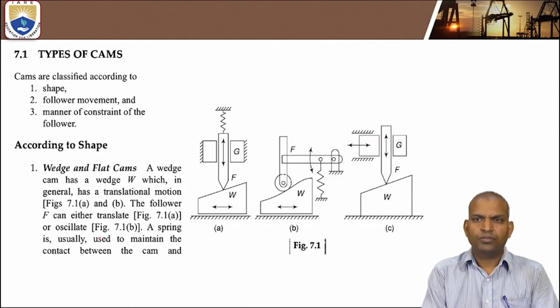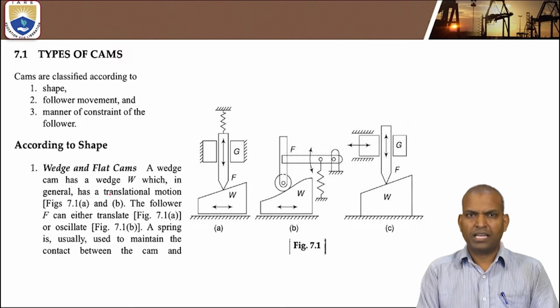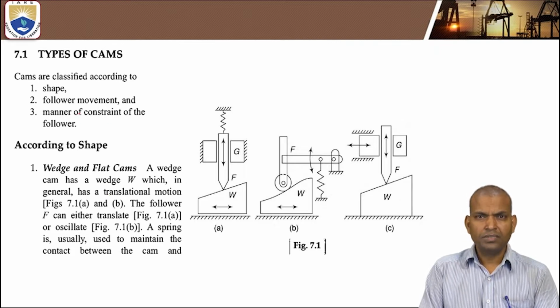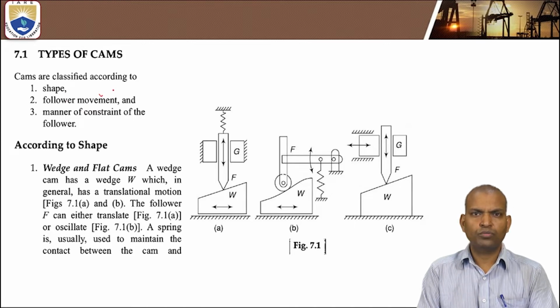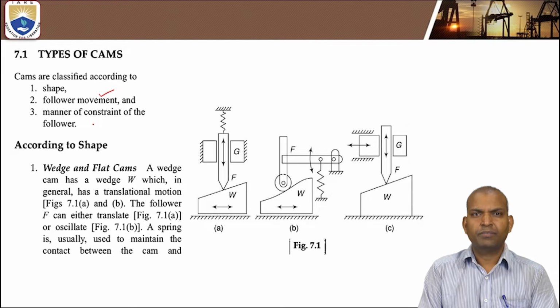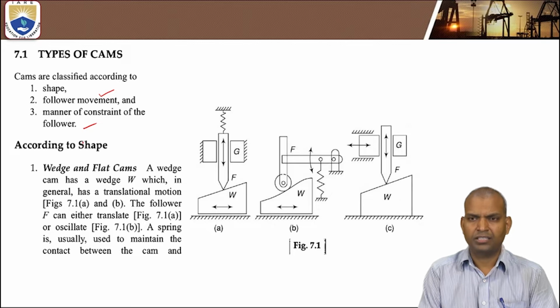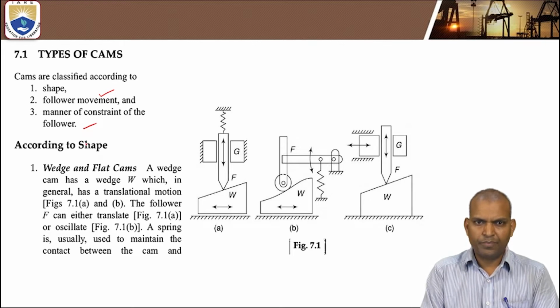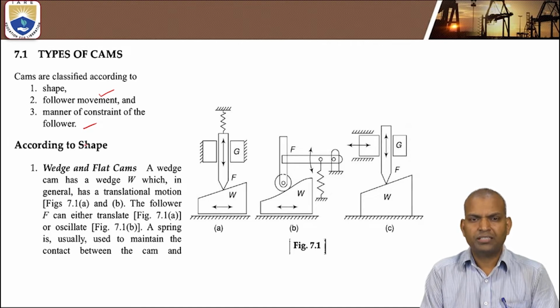Now, here we can see the cams are classified according to the shape, also according to follower movement, and the third category is the manner of constraint of the follower. There are three categories. Similarly, as we have studied the classification of kinematic pairs, kinematic pairs are classified based on point, nature of contact, nature of mechanical constraint, and nature of relative motion between the links.